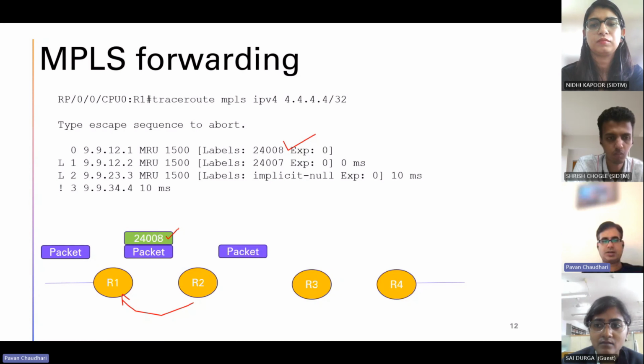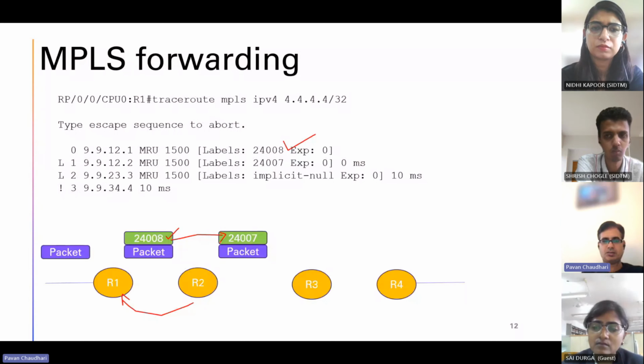R2 just switches that packet, because he knows that once he gets this packet, he will just swap that label with another label and switch the packet on the other interface. So it's not doing any processing. That's what we need to remember here, because with IP routing, he needs to process.